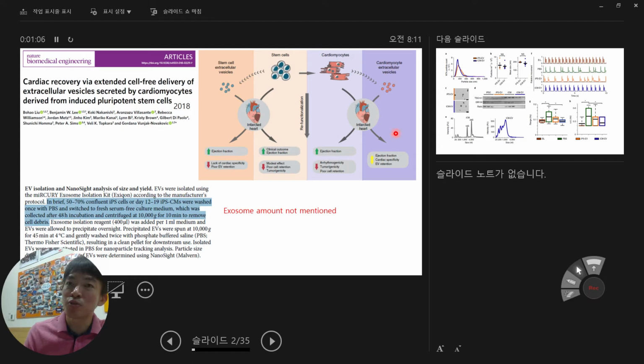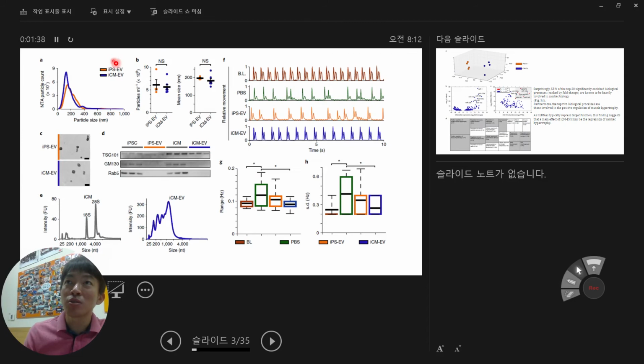So for the way to collect the exosomes from the cardiomyocytes, they use iPSCs, and then they differentiate them into cardiomyocytes for almost 2 weeks, then wash with PBS, switch to fresh serum-free culture media, and collect it 2 days later. Then they gather exosomes from this conditioned media. So these are the iPSC-derived exosomes.